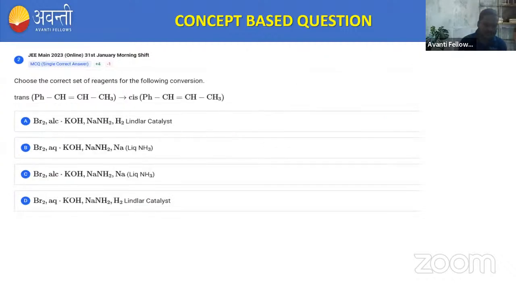Now move to the next question, beta. Choose the correct set of reagents for the following conversion. We have to convert phenyl CH double bond CH3 alkene into cis form, so you have to convert this trans form into cis form. Let me draw the structure first. We have C double bond C in trans form, with Ph, H, H, and CH3. So this is the trans form, right?